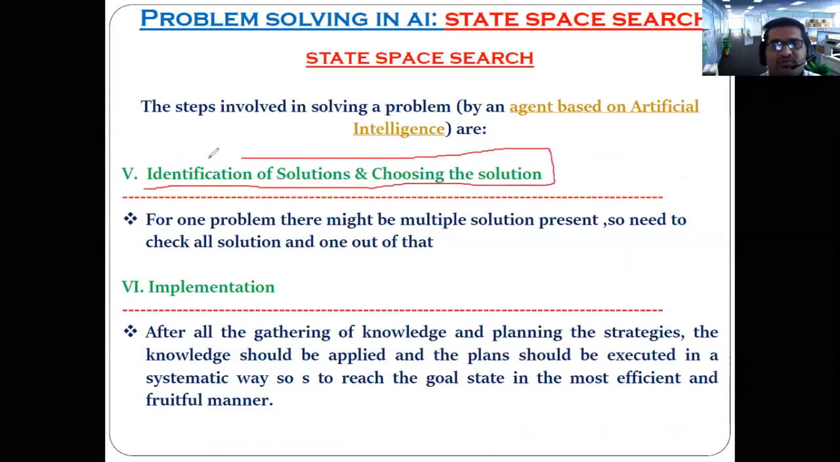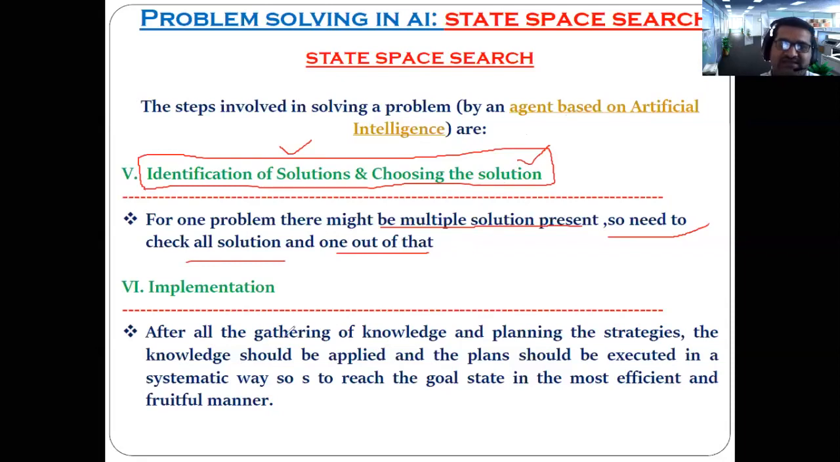So optimal solution. Now you can get more than one solution. Yes. You can get more than one solution. Now out of that multiple solutions present, you need to check all the solutions, and you have to take one out of that. That is nothing but what? Identification of solution and choosing the solution. Understood these steps? Fifth step, yes, understood?